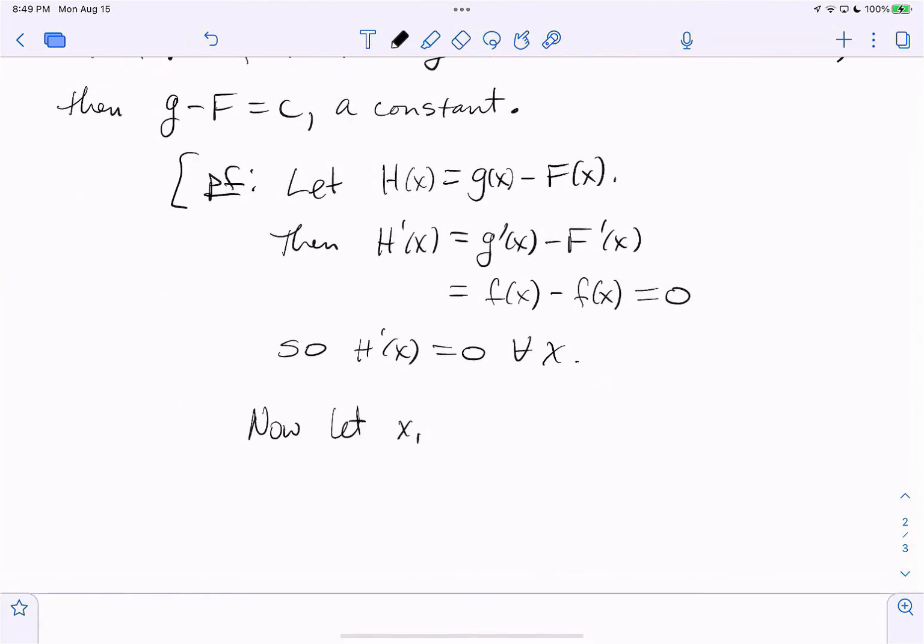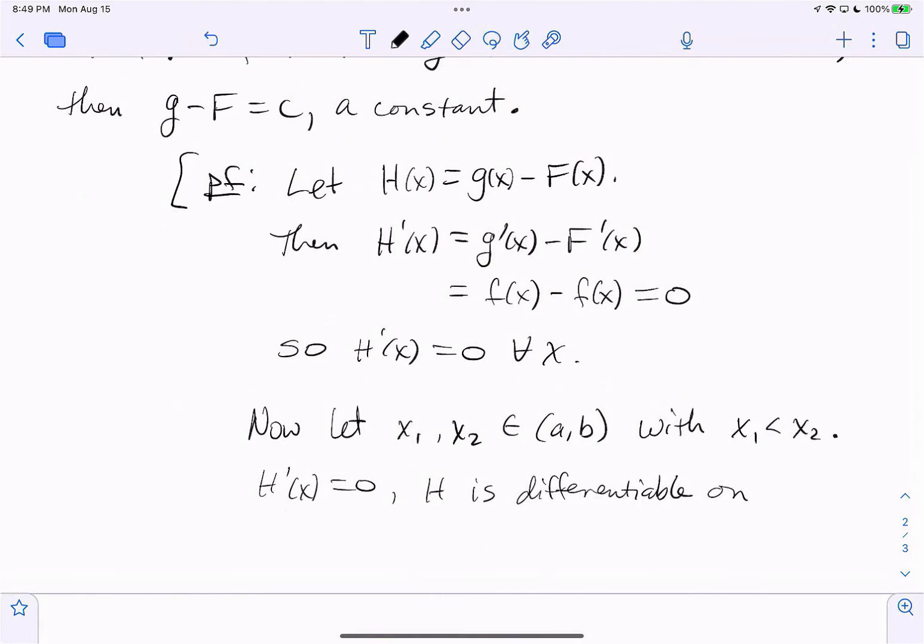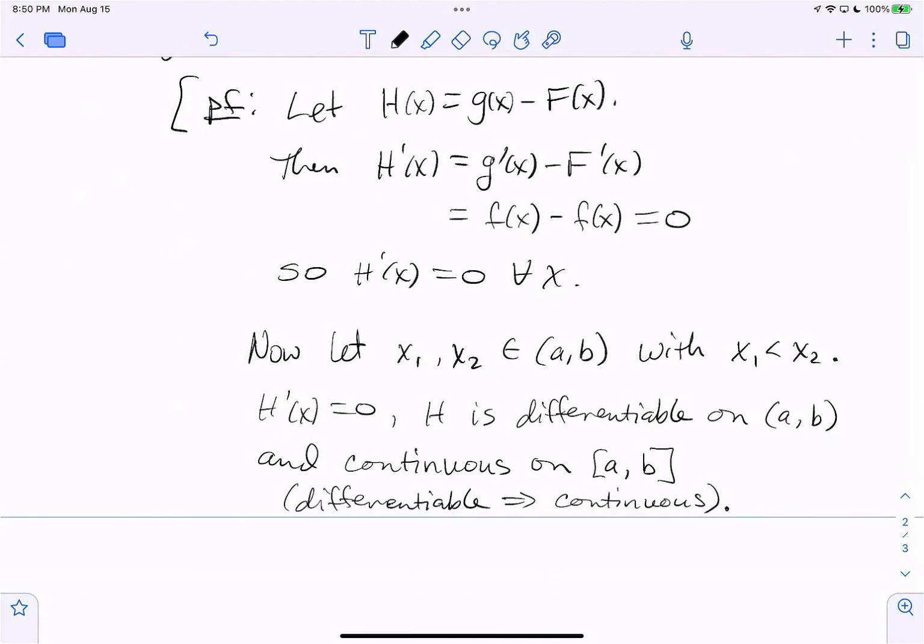What we want to say about that is that h is a constant. So we're going to find two numbers, x1 and x2, in the interval from a to b, and we'll say x1 is less than x2 without loss of generality. Since we've said that h prime is equal to 0, we know that h is differentiable on the open interval from a to b, and continuous on the closed interval from a to b, because differentiable implies continuous.